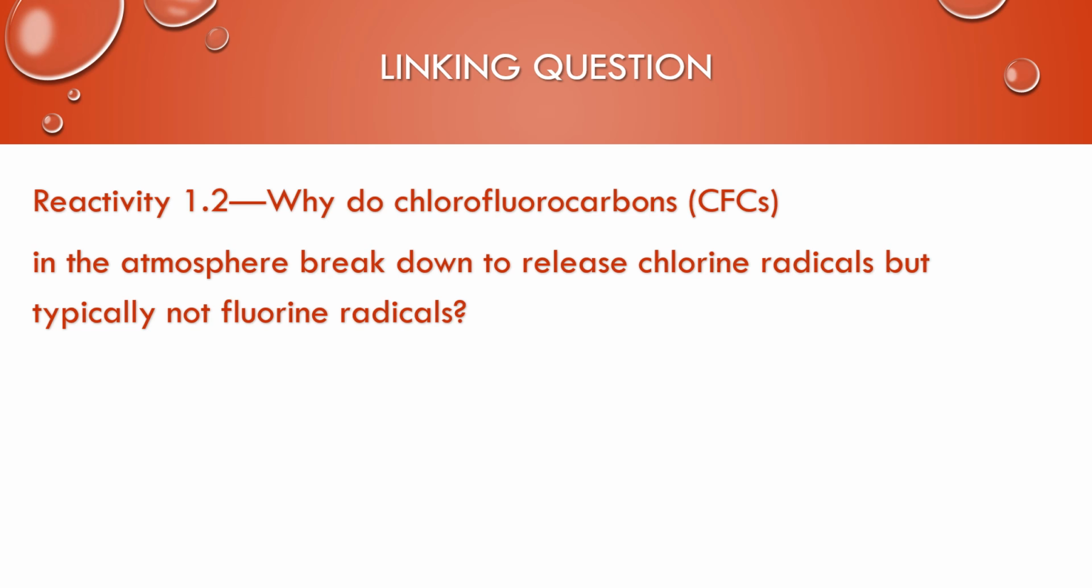Okay, so this one connects to reactivity 1.2. Why do chlorofluorocarbons in the atmosphere break down to release chlorine radicals, but typically not fluorine radicals? So if you have a carbon and it has fluorine or chlorine attached, that bond is going to have to break in order to release free radicals. So which bond is easier to break? Well, the carbon-chlorine bond is going to be easier to break. So you're going to be left with the carbon with fluorine and then the chlorine on its own.